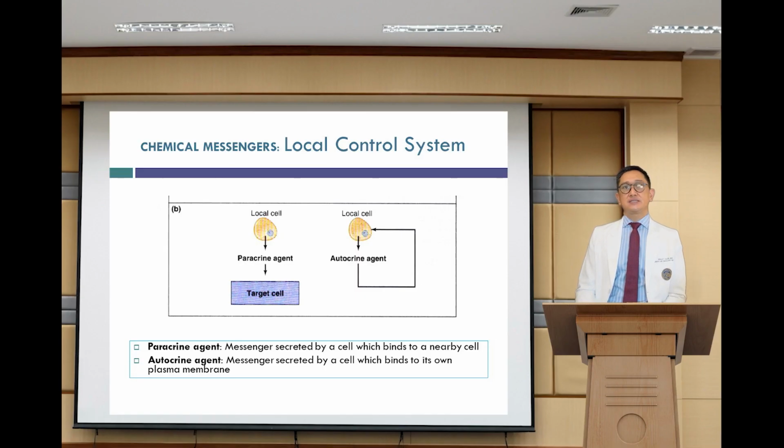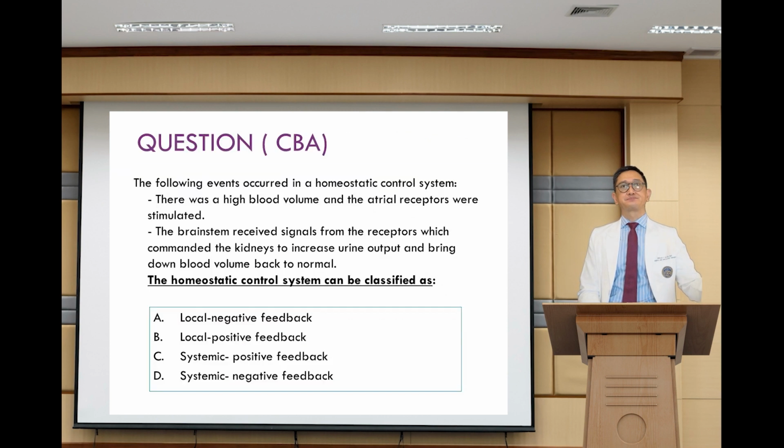Take a look at this. It's a local messenger secreted by a cell which binds to a nearby cell. Autocrine agent, a messenger secreted by a cell which binds to its own plasma membrane, auto, self. So these are examples of your local control system. They are also examples of chemical messengers. So again, local or systemic. This is an example of a local control system.